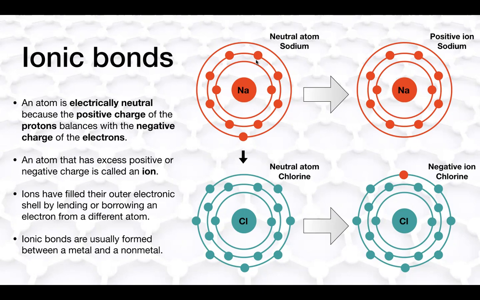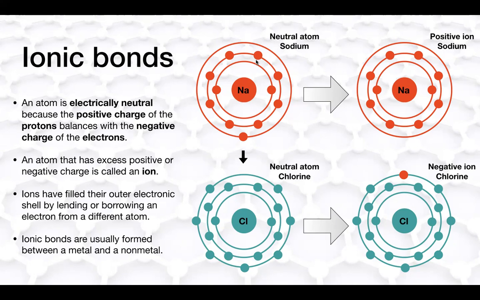When an atom gives away an electron, there is one more positive proton than negative electron, so the ion is positive and we call it a cation. Reciprocally, if an atom receives an electron, there is one more electron than there is proton, so the ion is negative and we call it an anion.